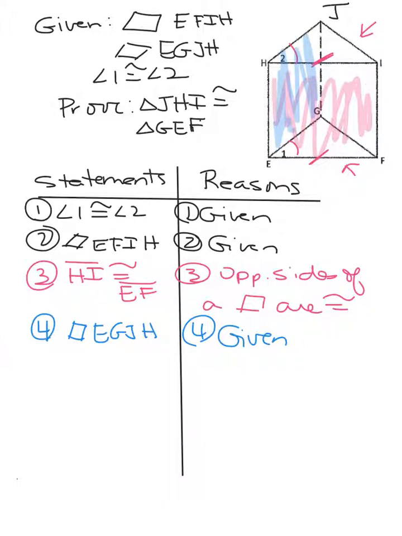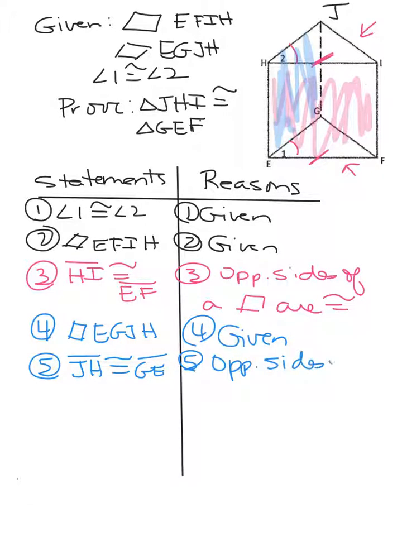Now, when I color that, it's a little easier for me to see. And I do notice again that I can use opposite sides. So I can say segment JH is congruent to segment GE, and that is going to be, for the same reason I used before, opposite sides of a parallelogram are congruent. And I'll mark those as well. So this piece right here is congruent to this piece.